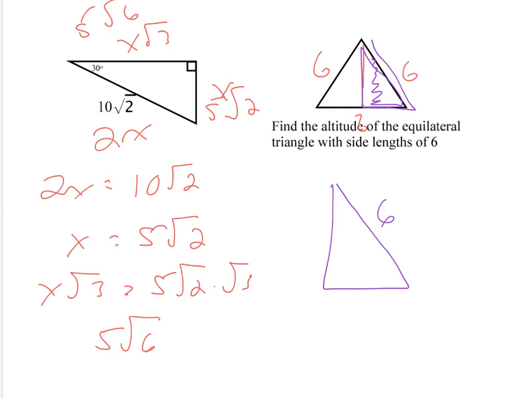I'm looking for the altitude, which of course is going to be my x root 3 side, because this is my 60 degree angle right here. So this is x root 3. This, of course, is the 2x side. So 2x is equal to 6, which means x is equal to 3. And my x root 3 side is 3 root 3. So this length right here, my altitude, is 3 root 3.